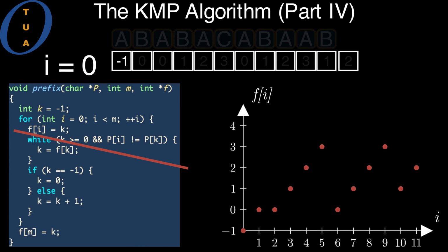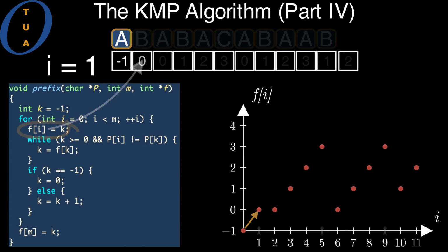We do not enter the while loop at all, and we increment k. We represent this increment by an up arrow in the plot. Go to the next iteration where i is 1. The value of k is initially 0, and we store it in the array. It represents the empty border of the current prefix.